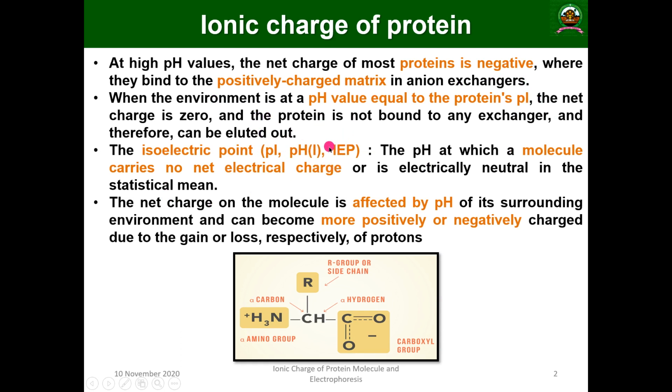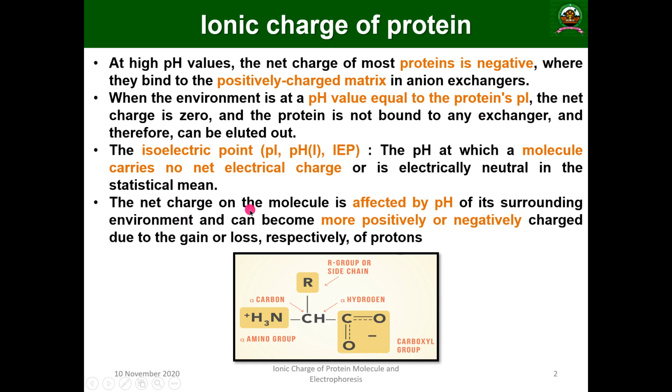Isoelectric point is nothing but the pH at which a molecule carries no net electrical charge, or is electrically neutral in the statistical mean. That is known as the isoelectric point: the pH at which the molecule carries no net electrical charge.